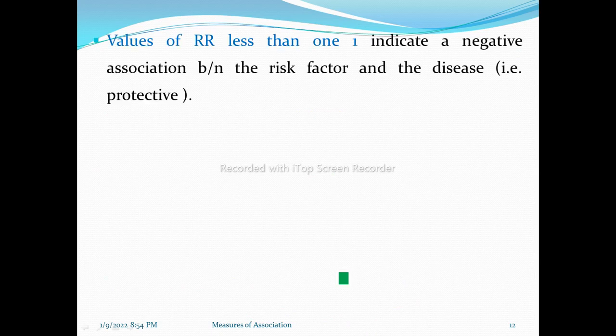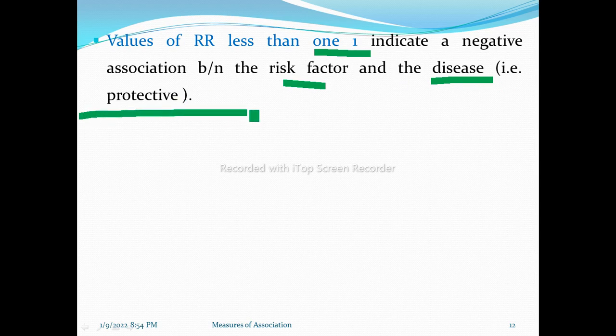If the value of relative risk is less than 1, it indicates a negative association between a risk factor and the disease. That means it is protective. As the risk factor increases, the disease probability or disease occurrence decreases, so it is protective. So less than 1 is protective.